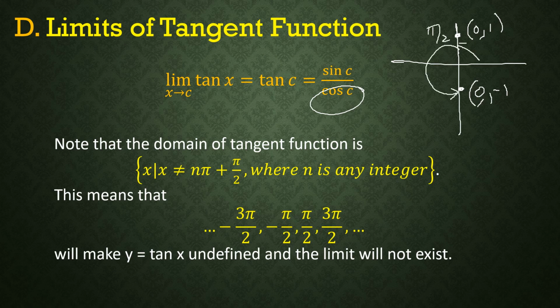So if you move here, 3 pi over 2. 3 pi over 2 is 270 degrees and pi over 2 is 90 degrees. Therefore, we will disregard all multiples of pi over 2 because tangent will become undefined. And at the same time, the limit will not exist in the two-sided limit. Okay, now let's have an example.